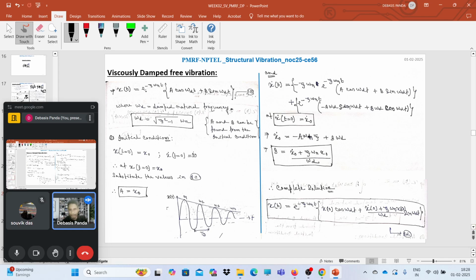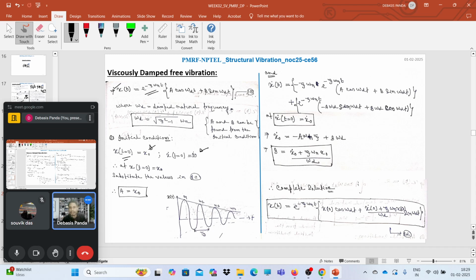So our general solution becomes x(t) equals e to the power minus zeta omega n t, which is the exponentially decaying function, times (A cos omega d t plus B sin omega d t), where omega d is nothing but the damped natural frequency. Now consider the initial conditions: at t equals 0, the initial displacement is x naught, and the initial velocity is x dot naught.